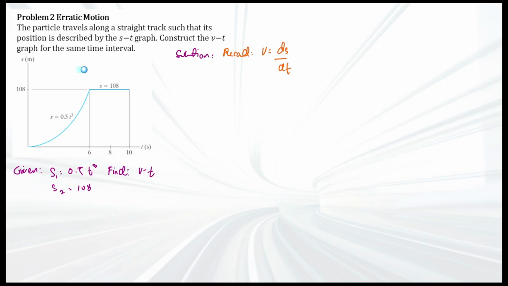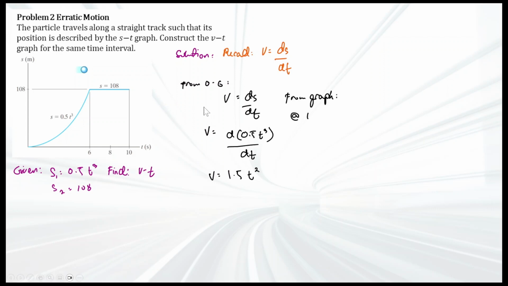We will solve for v equals ds over dt. So let's solve for s equals 0.5 t cubed first, from 0 to 6. And then we will have this. Our answer is v equals 1.5 t squared from the graph. So we can predict our values here and plot them out later. So when t equals 0, v is 0. When t equals 1, that will be 1.5. When t equals 6, that will be 54.